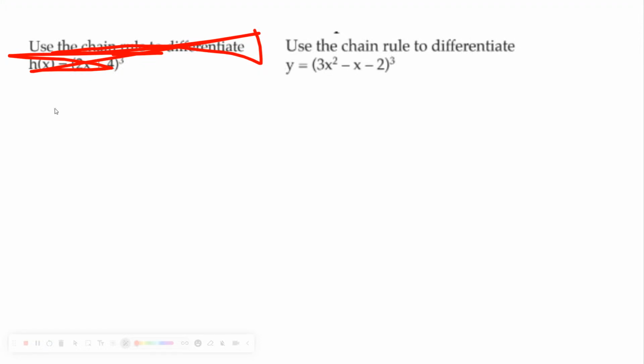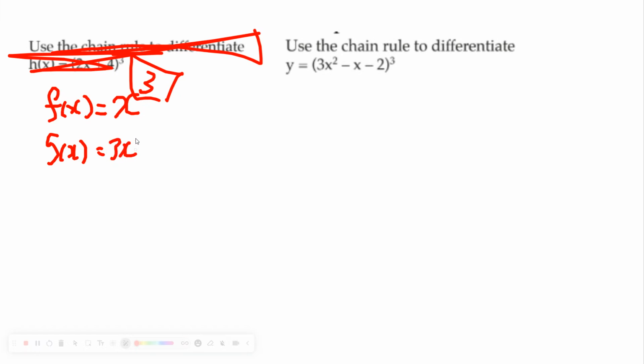Right, the outside function is x to the power of 3, and g(x) is 3x squared minus x minus 2, isn't it? If you differentiate this one, do you remember what to do first? Differentiate the outside function. So 3 in front and then bracket. The inside function doesn't change, but the outside function is differentiated.